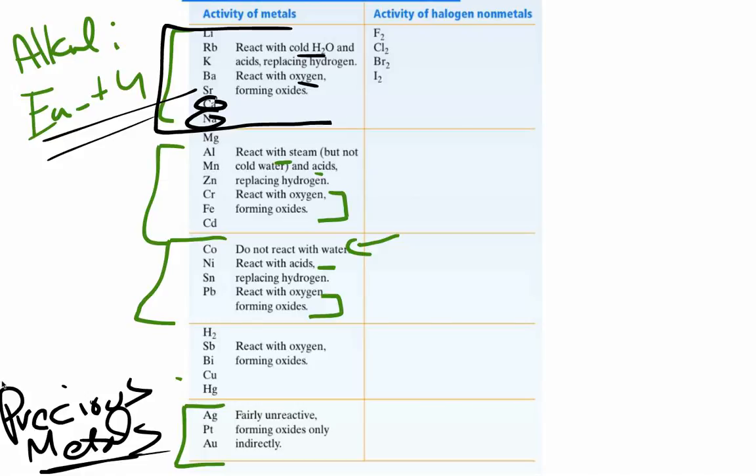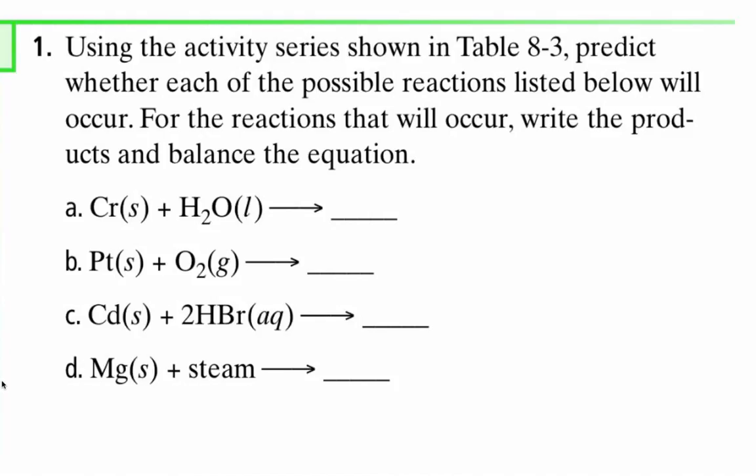Once you get to things like copper, copper will rust, it will react with oxygen forming oxides, but it's not going to react with water, and it's not going to react with acids. And then again, once we get down to our precious metals, they're fairly unreactive, they're not going to react with a lot of things.